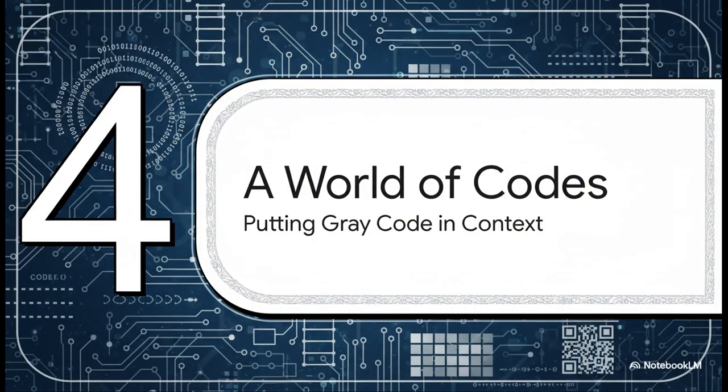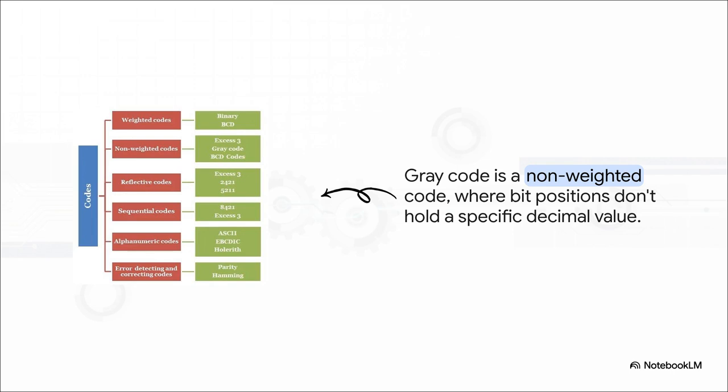So it's important to remember that gray code isn't the only code out there. It's really just one tool in a huge toolbox of different binary codes, and each one is designed to do a very specific job. So let's zoom out and see where it fits into the bigger picture. You can classify these codes in a bunch of different ways, and gray code, as you can see, is what we call a non-weighted code. And this is a really key difference.